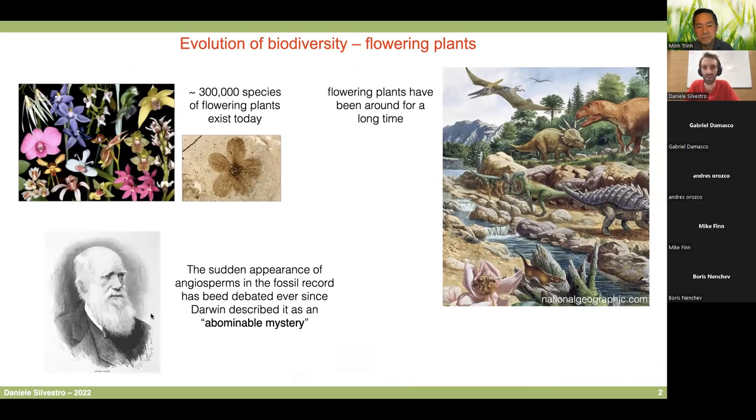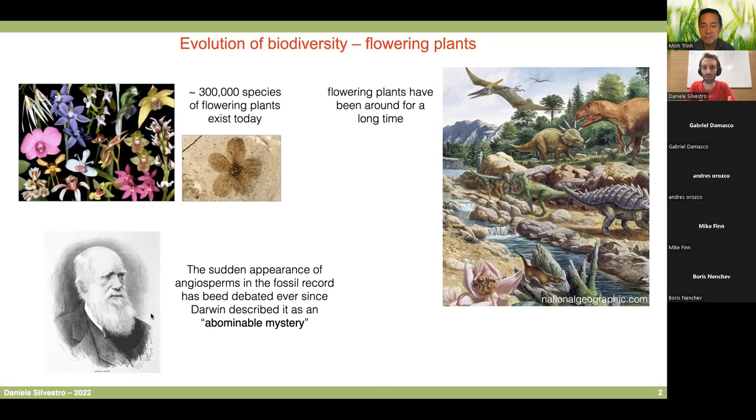Flowering plants are all over the place. They are the dominant plants across most terrestrial ecosystems today. More than 300,000 species of flowering plants are known today, plus many more known in the fossil record. Flowering plants have been around for a very long time. They were there when the dinosaurs were there. They probably originated somewhere around 150 million years ago.